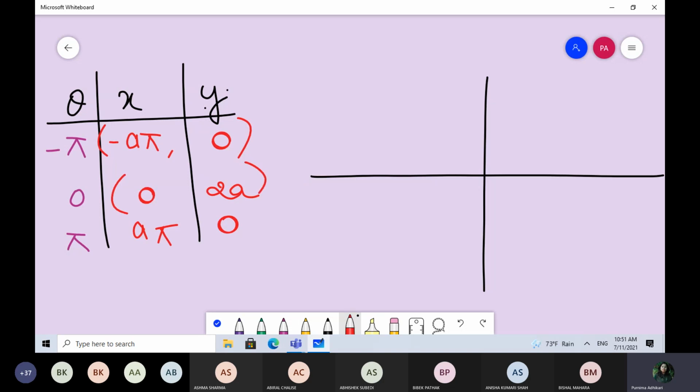Okay. So you have got 3 points and you are going to plot x comma y only. That's why I have used different color for this and different color for theta. But you should not forget for what theta you have got this x and y, because you need to use it. So let's plot these 3 points.